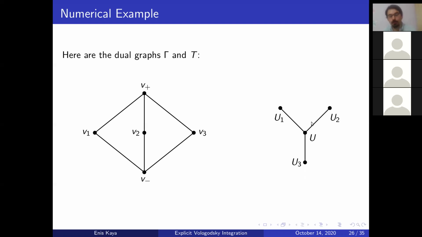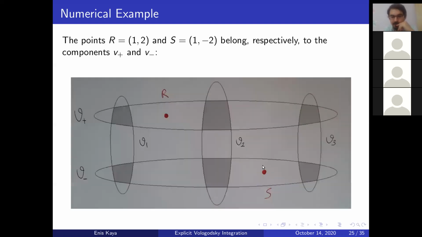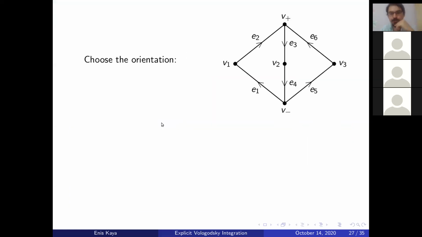Okay, so we have a point here, one point here, and we want to compute an integral from S to R. So somehow we need to pass from S to R, and to do so, we need to choose an orientation. And I choose this orientation. I mean, the result won't depend on this, it just helps, but I just picked that one. And we need to compute the cycle space of this graph.